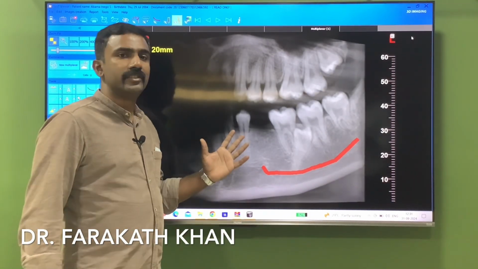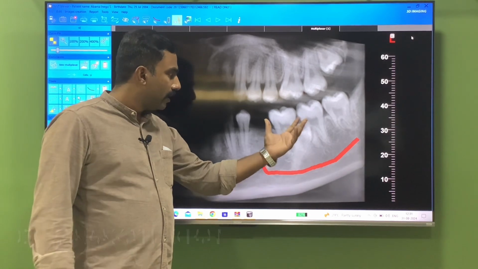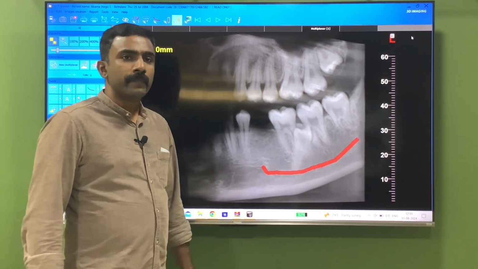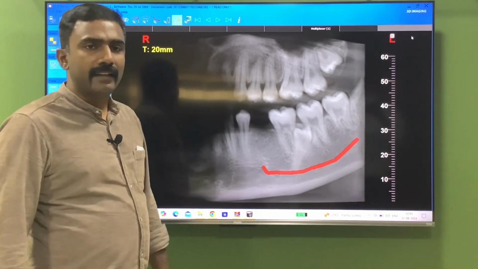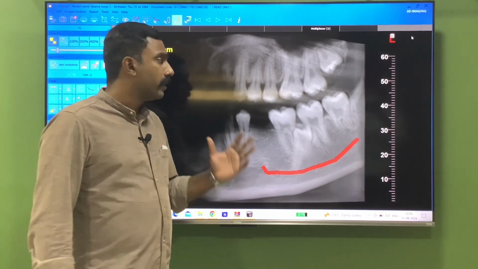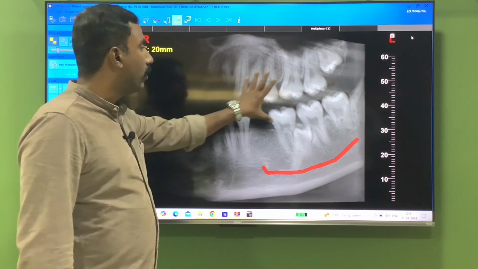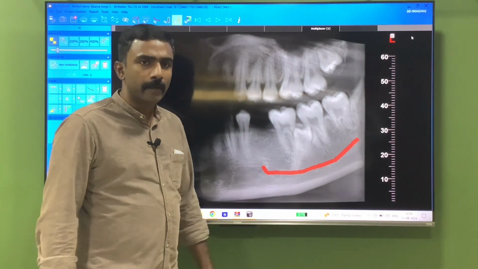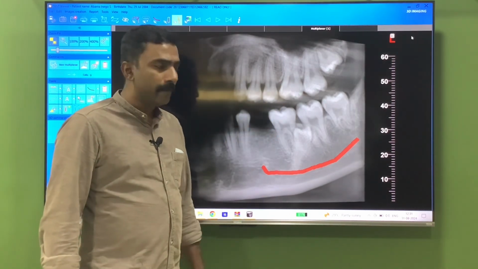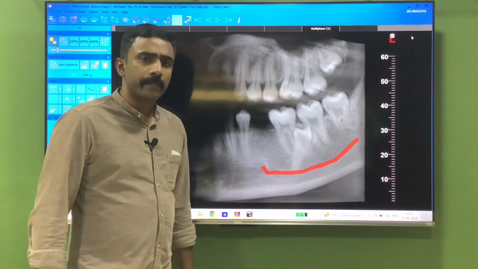Today we have an interesting case, an impacted mandibular second premolar. This is a cone beam CT scan taken with a limited FOV. It's taken with 6 by 7 centimeters so that these areas are not clear, only the area of interest is very clear. You have missing 3-5, you have an impacted 3-5.